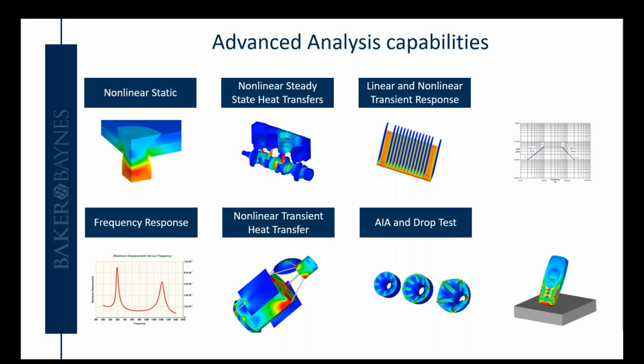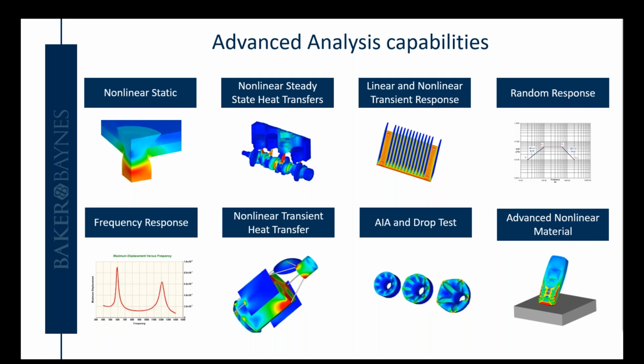You get frequency response. You get nonlinear transient heat transfer. You get AIA and drop tests, advanced nonlinear material, and random response. So with random response, analysis of structural behavior in response to imposition of random dynamic loads can be analyzed.